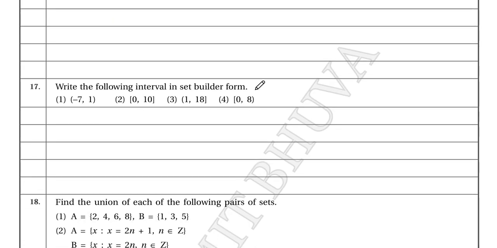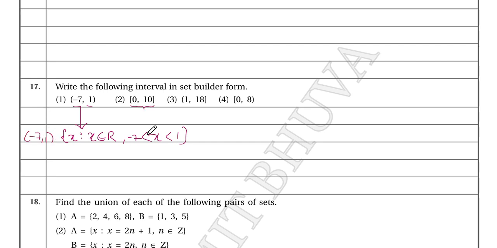Now the converse part: we have to write the set builder form. So for the first one, x such that x belongs to the real numbers. Okay, when you write intervals, you always have to write the real numbers. So minus 7 and 1 are both open. So how do we write it? x is between minus 7 and 1, open. So this is the set builder form of the first one.